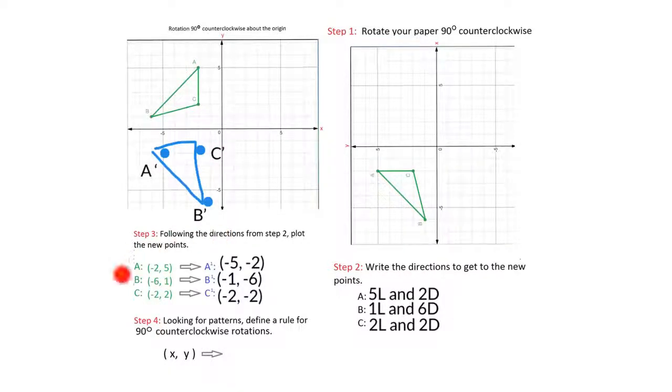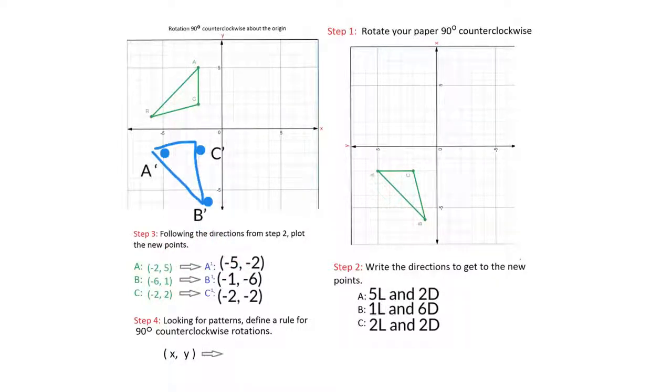Now let's see if we can find a pattern. So for A, we had -2, 5. And now we have, for A prime, -5, -2. So already I can see the x and the y are switched. It looks like x stays the same. We have -2, -2. But y, it looks like we might need to find the opposite of y. So if we went from +5 to -5.